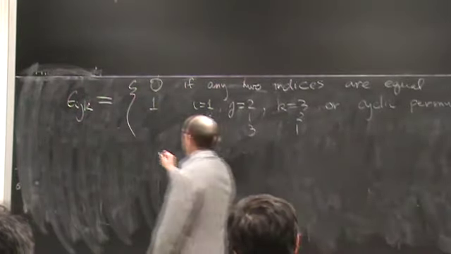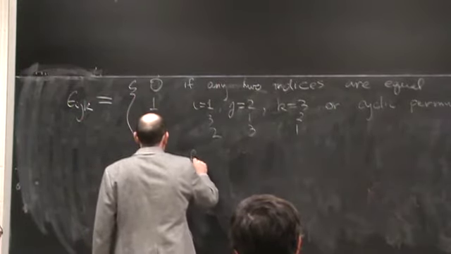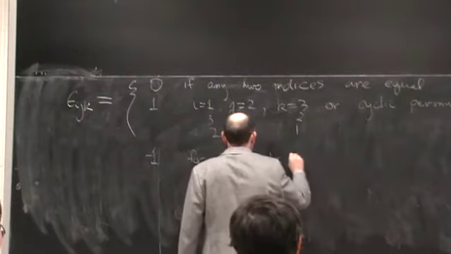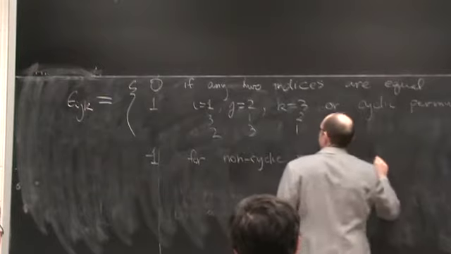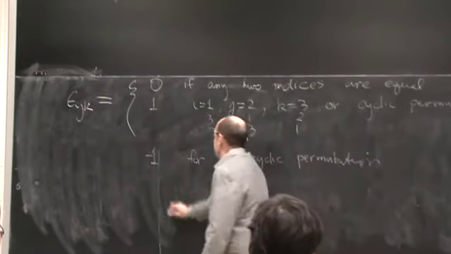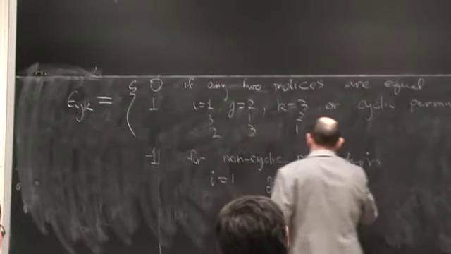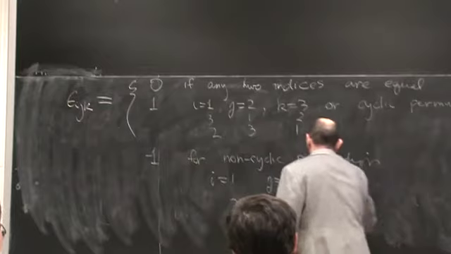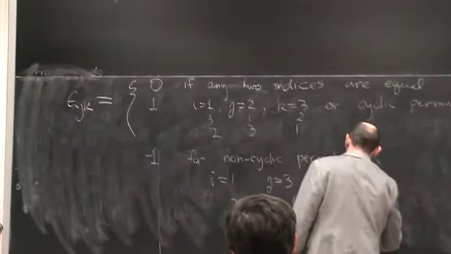And it's equal to minus 1 for a non-cyclic permutation. For example, i equals 1, j equals 3, k equals 2, or 2, 1, 3, or 3, 2, 1.